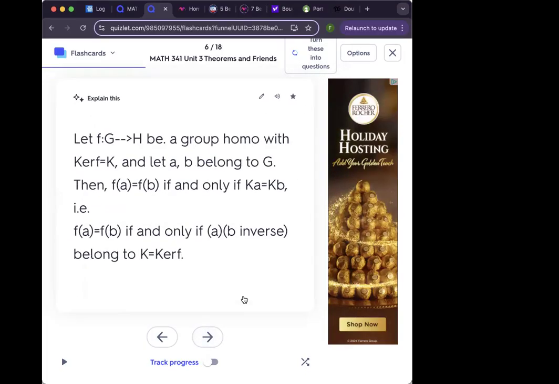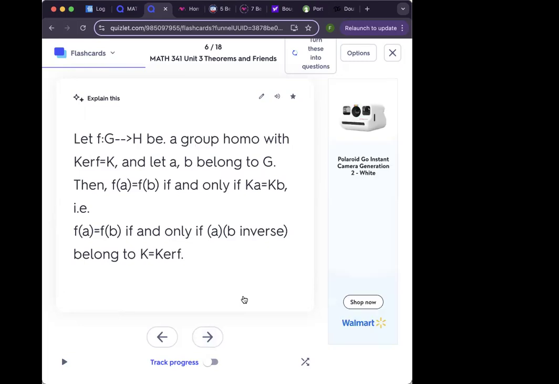Lemma 819. Let F mapping G to H be a group homomorphism with kernel of F equaling K, and we let A and B belong to G. Then F of A equals F of B if and only if KA equals KB, i.e. F of A equals F of B if and only if A times B inverse belongs to the kernel.